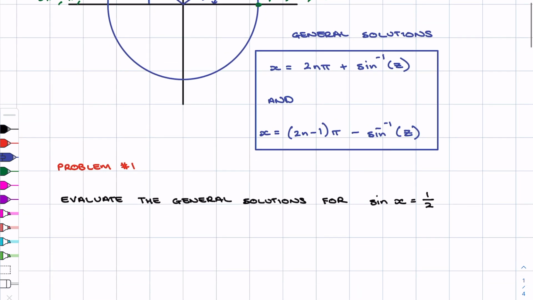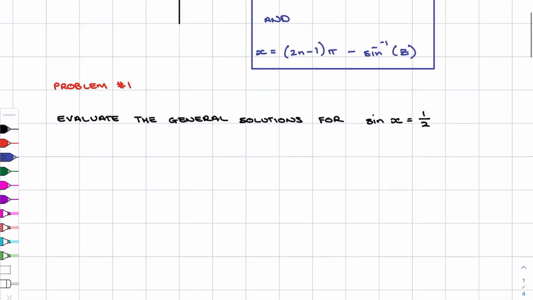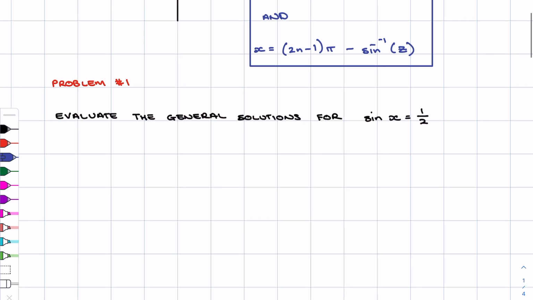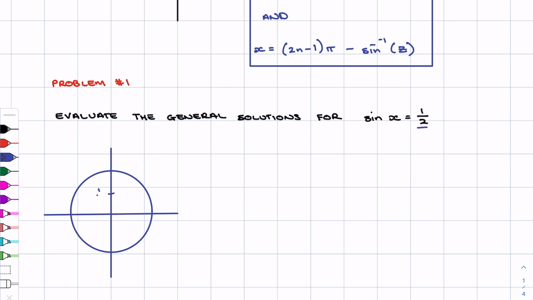So let's go and have a look at a couple of problems. First problem, evaluate the general solution for sine x equals a half. As we have been doing in all of our other videos, we're going to do a quick sketch with a unit circle. Okay, that will do for there. I'm going to locate a half. It's positive. It's going to be located on our y-axis. That means I've got 2 points there.